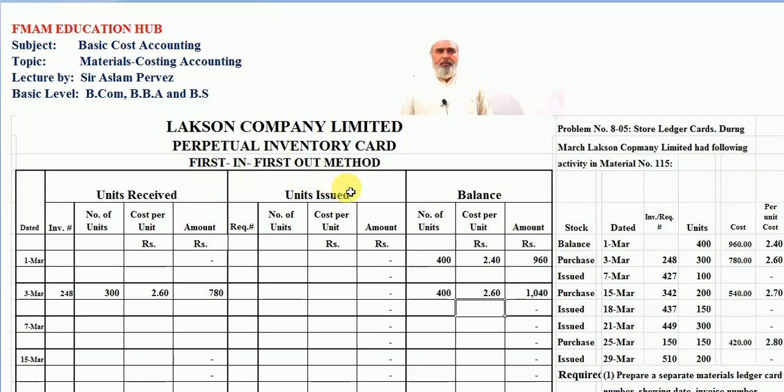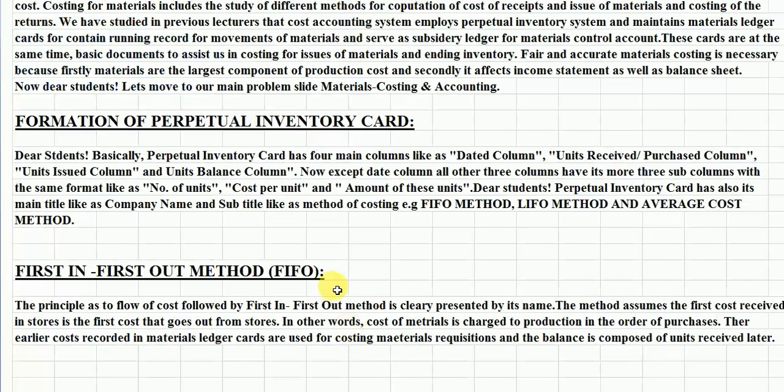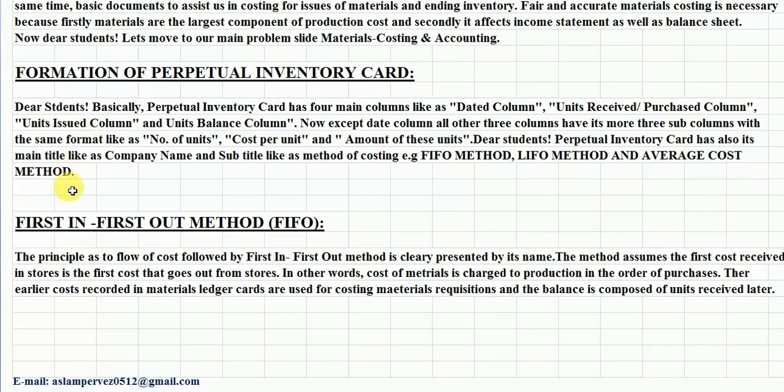Now students, we first explain the given method in the introduction slide. This is the explanation about the first in, first out method. The abbreviation is FIFO, first in, first out. The principle as to flow of cost followed by the first in, first out method is clearly presented by its name.